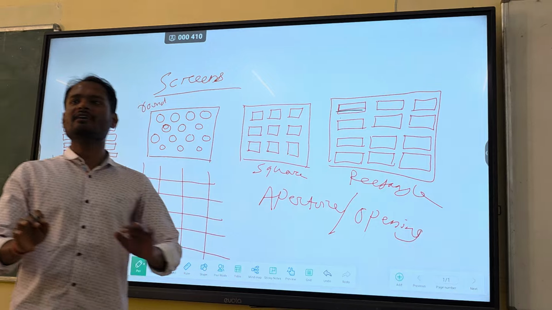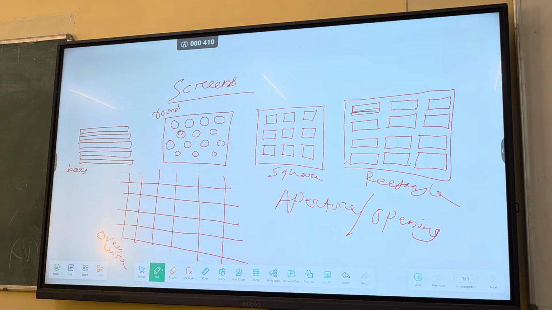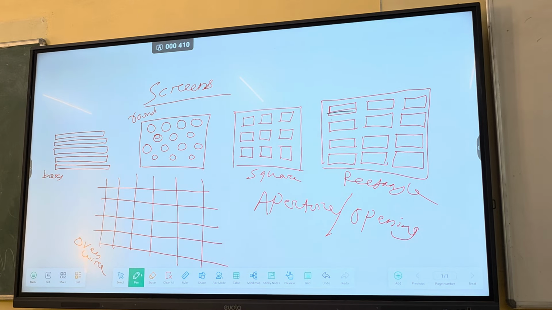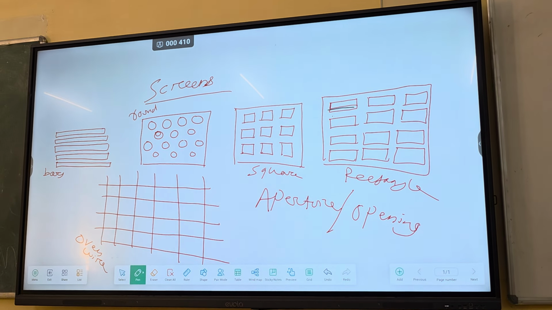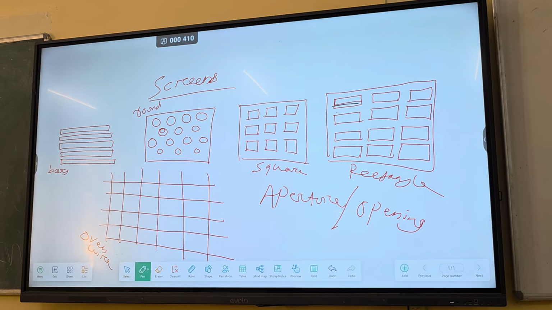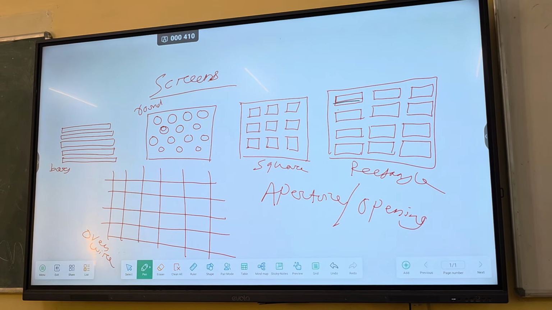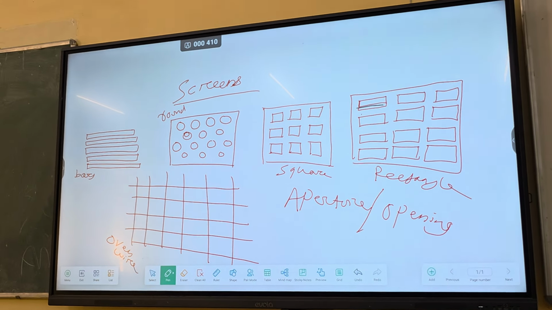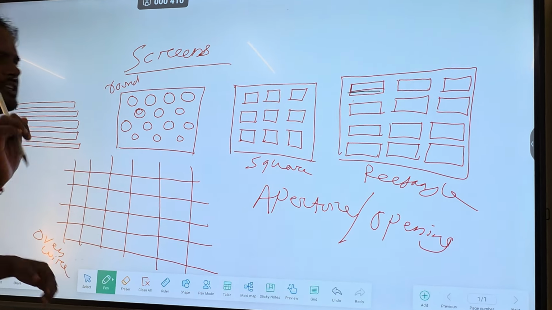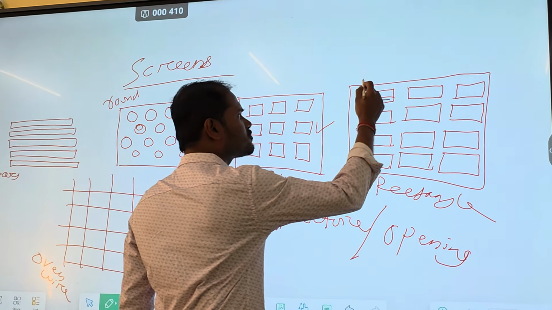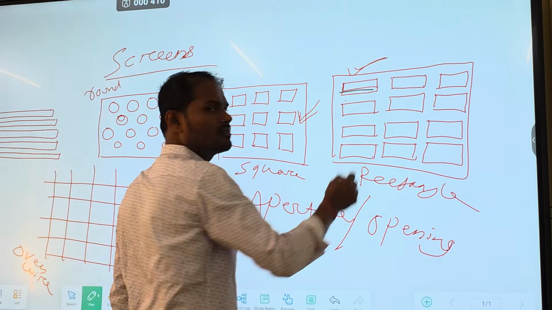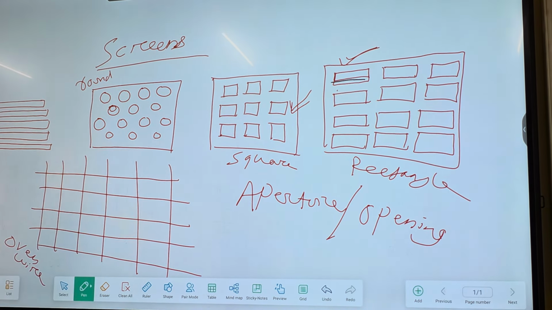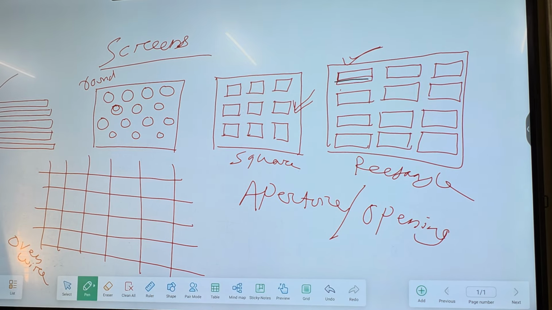Actually, in simple words I can say openings, or technically people say aperture. In a screen you can have a round aperture, a square aperture, or a rectangular aperture. I know that people mostly use the rectangular and square ones in industry.